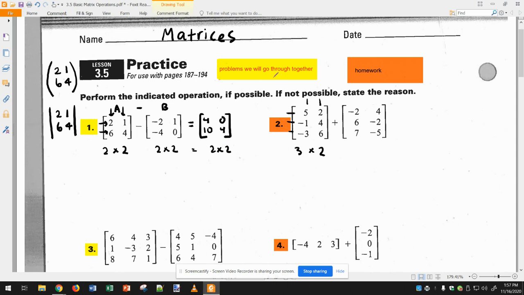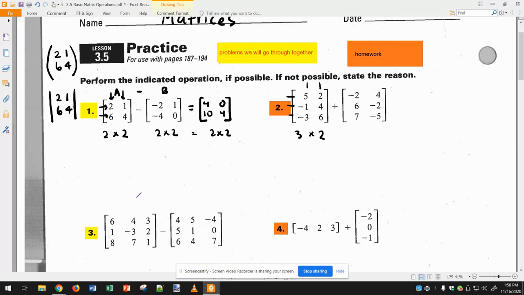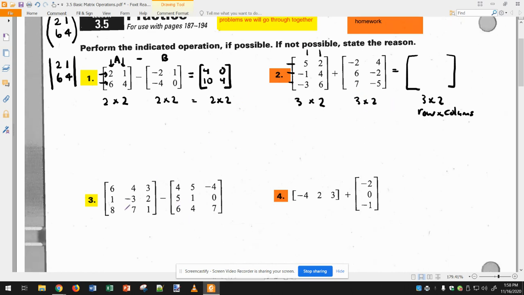So the orange ones are going to be your work to do, and you're going to upload photos, and the yellow ones are the ones I'm going to do. So when you do this one, if you do a 3 by 2 plus another 3 by 2, then your answer should also be a 3 by 2. 3 rows and 2 columns. So row by column. Okay, this one is a 3 by 3, and this is a 3 by 3.